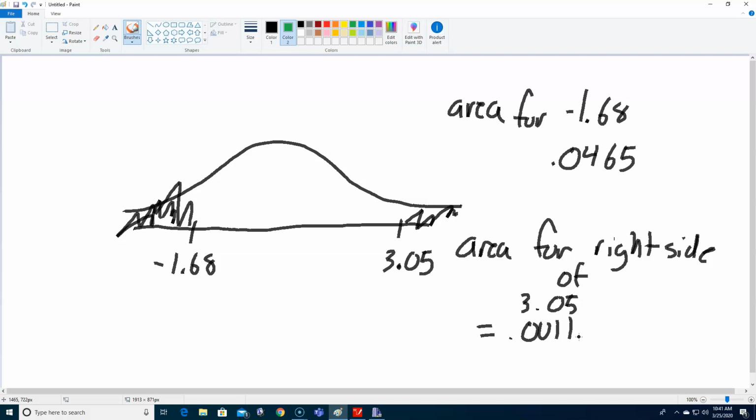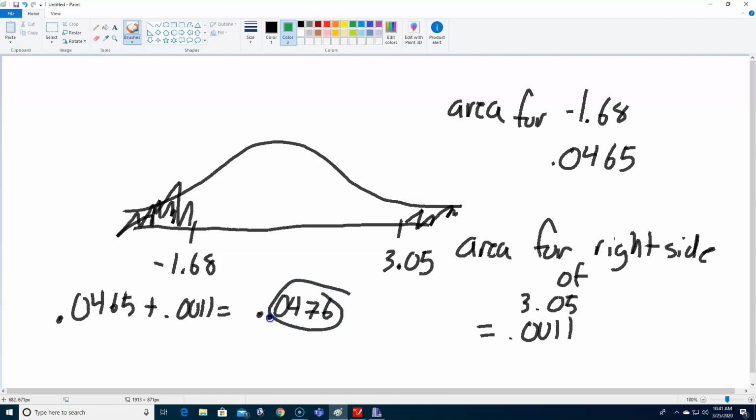So then for the area of both of those, I have to add them together. So then my final answer, 0.0465 plus 0.0011 gives me 0.0476. There's my area. That's all it is. I need it to the left and to the right. You put them together. So that's one way of doing it. That's the more direct method of doing this.